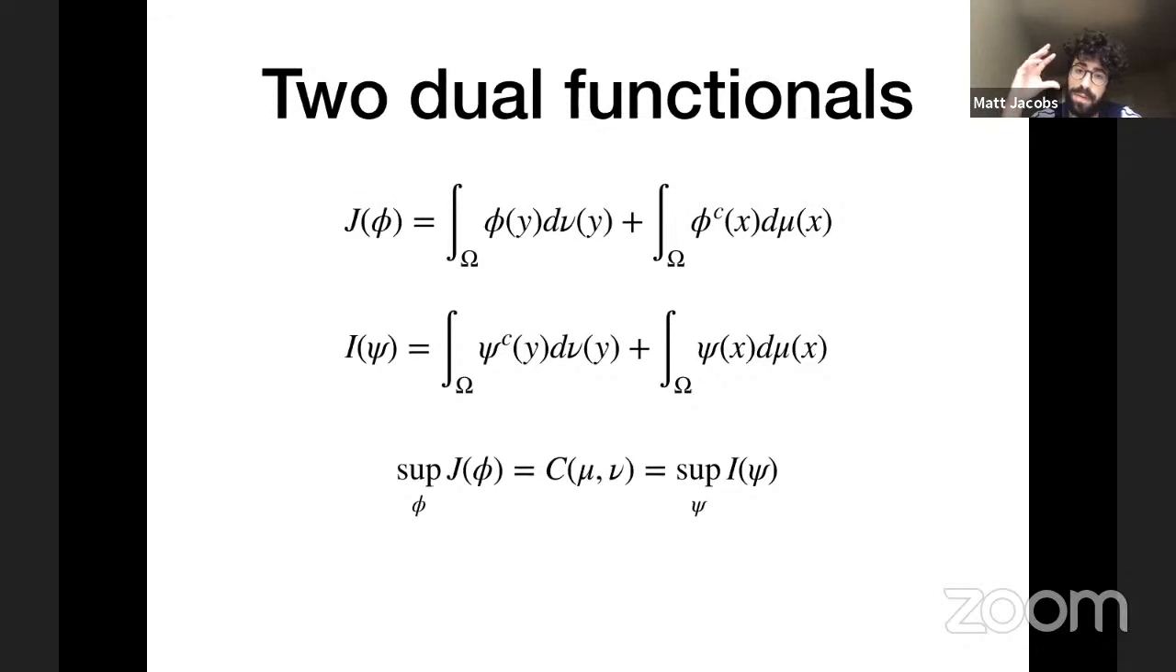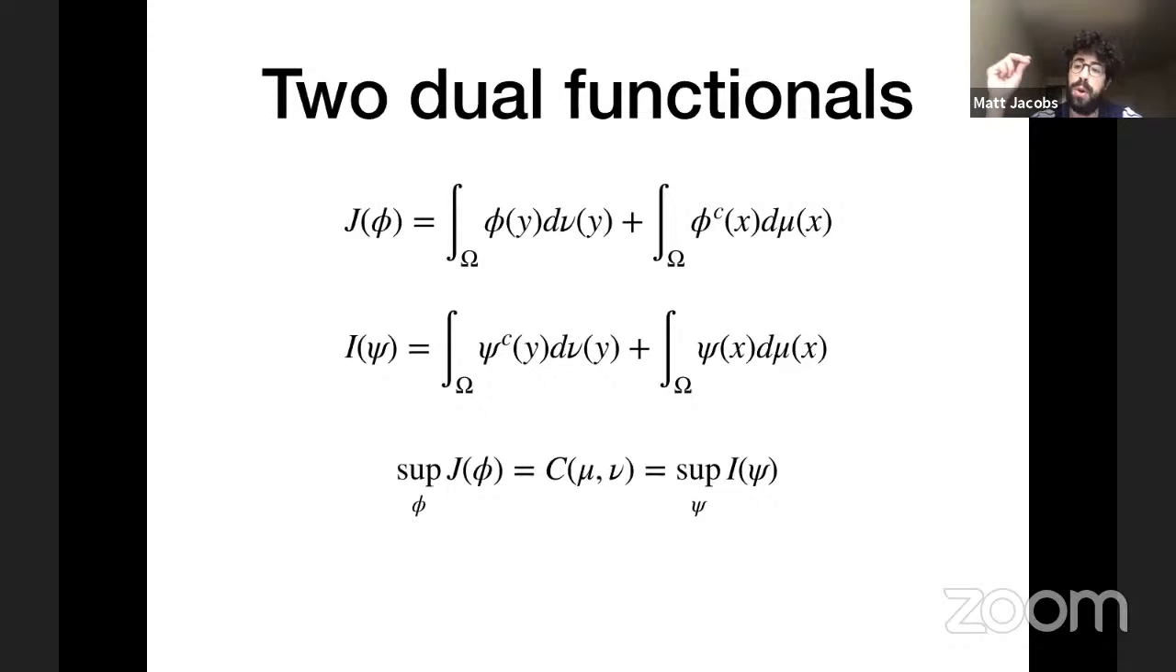So I could define a new dual functional that just uses the phi variable, or I could define a new dual functional that's only using this psi variable. And the idea of this method is to actually use both. So rather than try to optimize just one of these functionals, we're going to optimize both of them at the same time. So I'm going to do a gradient ascent step on J.